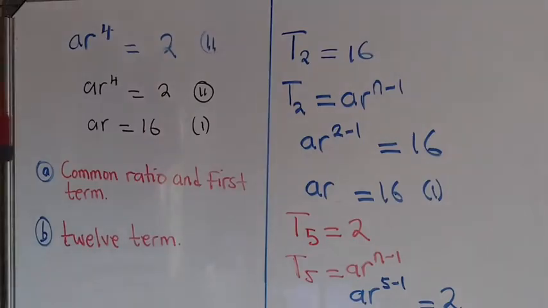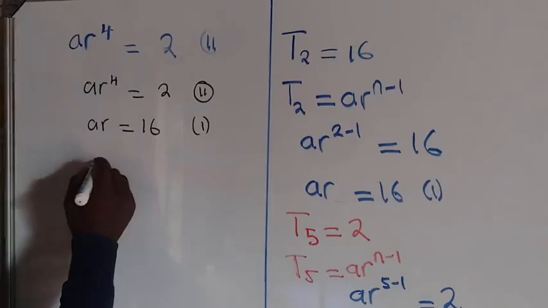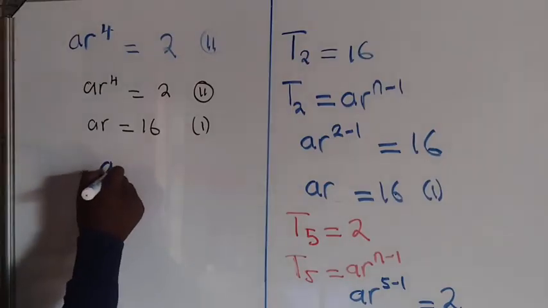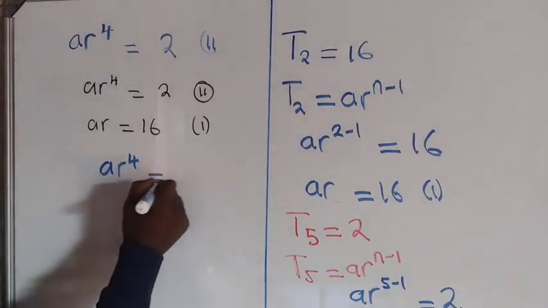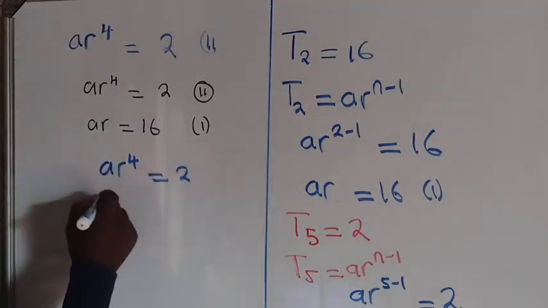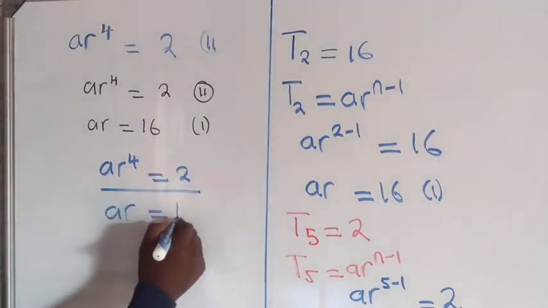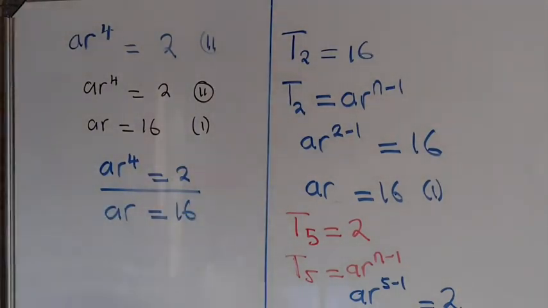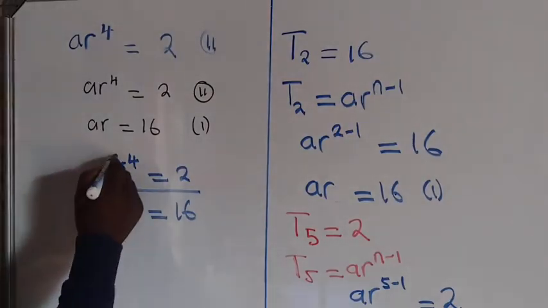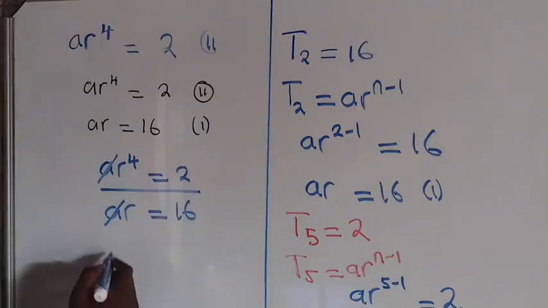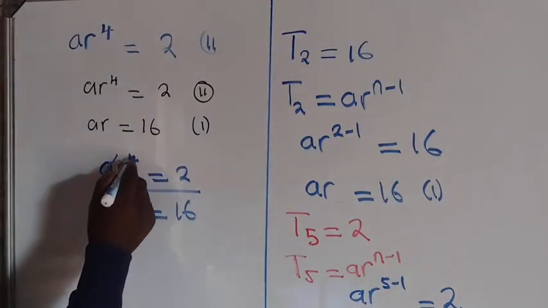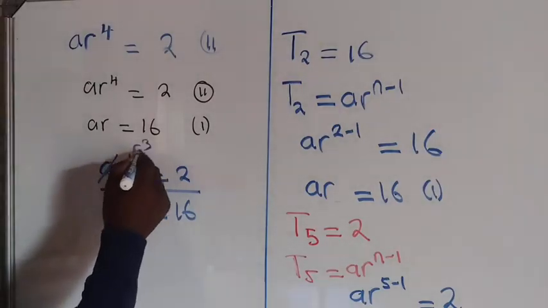From here, what we are going to do is get our equation 2, which is ar^4 is equal to 2. Then we are going to divide it by our equation 1, which is ar is equal to 16. We can cancel this a and this a. Then for r, r^4 divided by r gives us r^3.